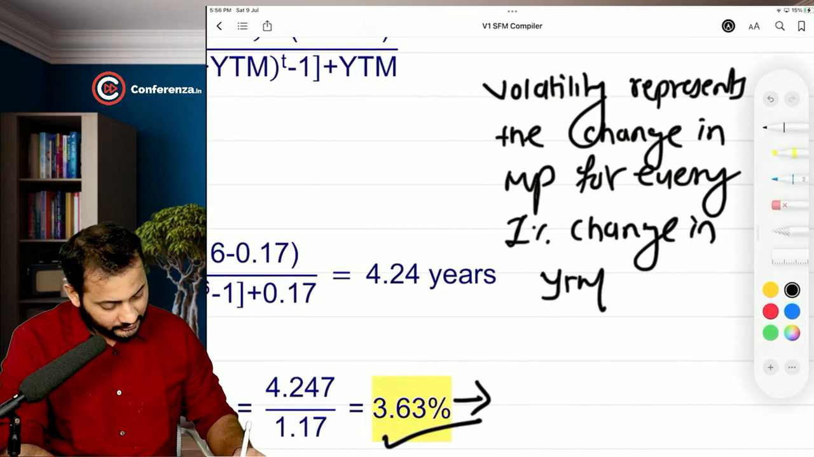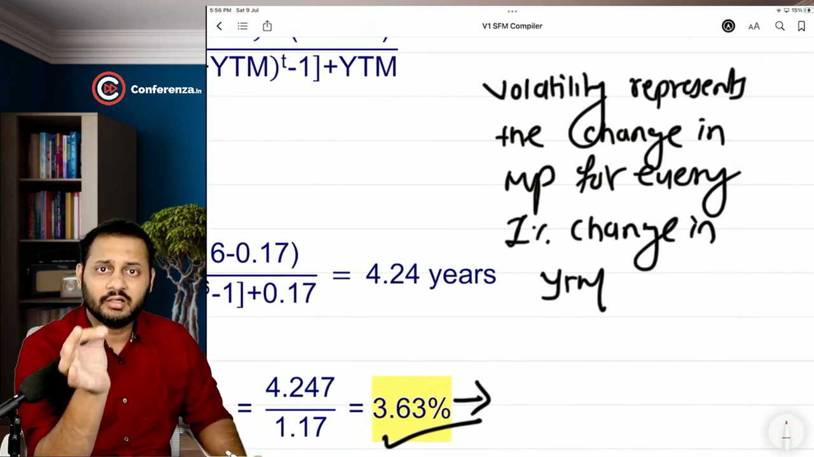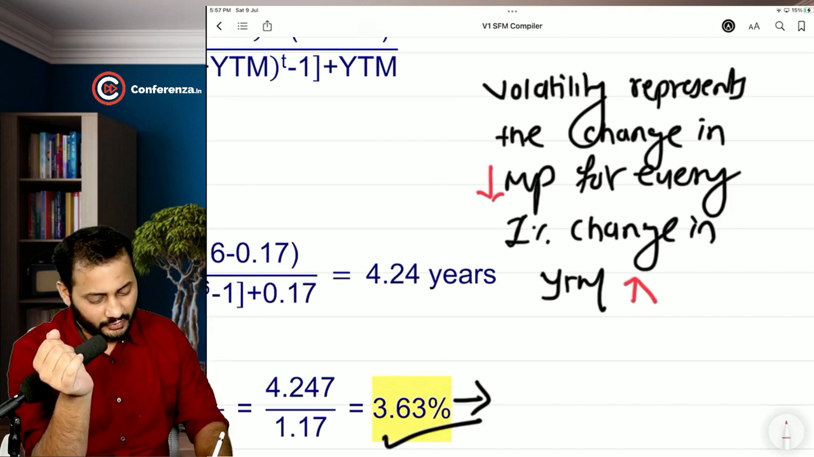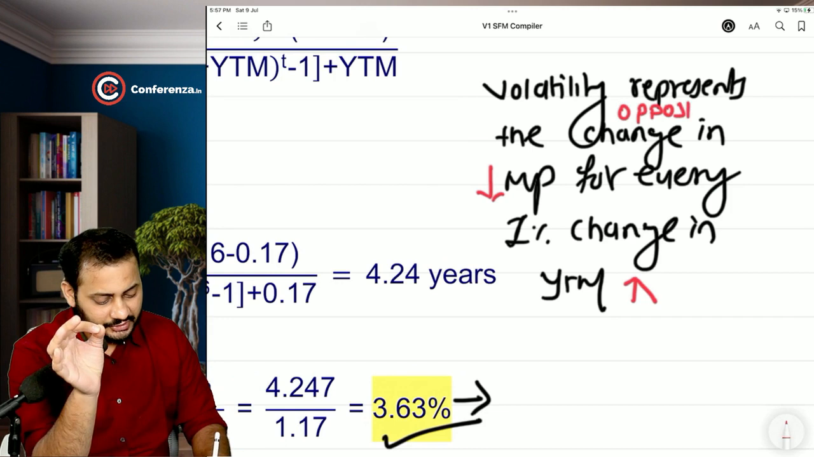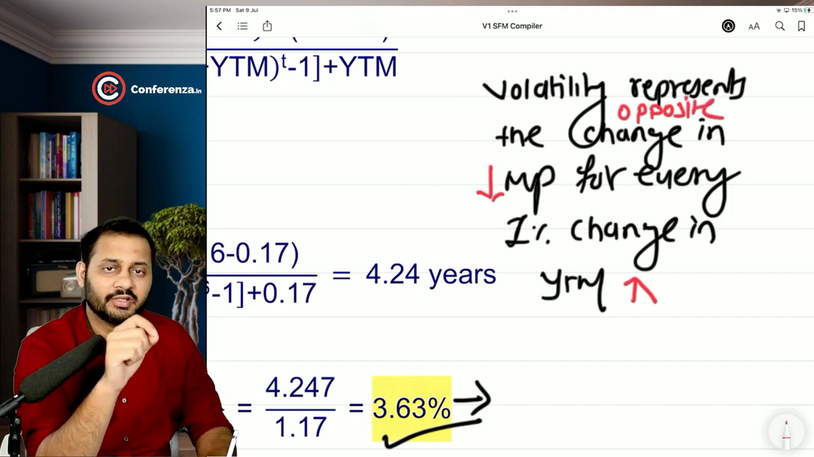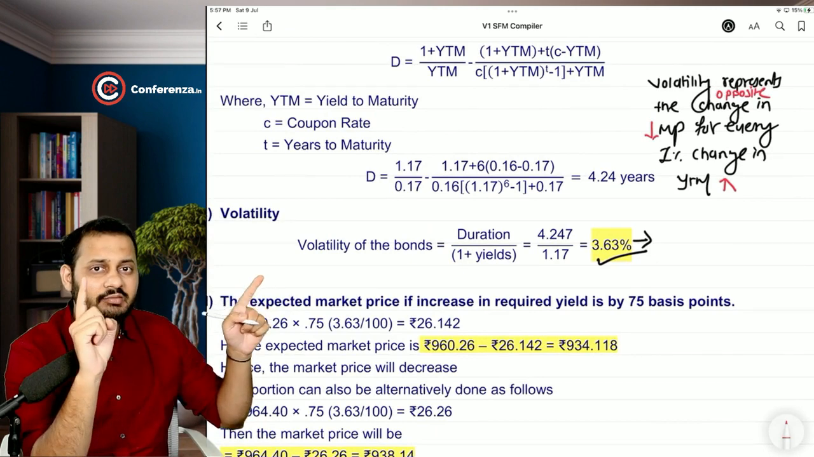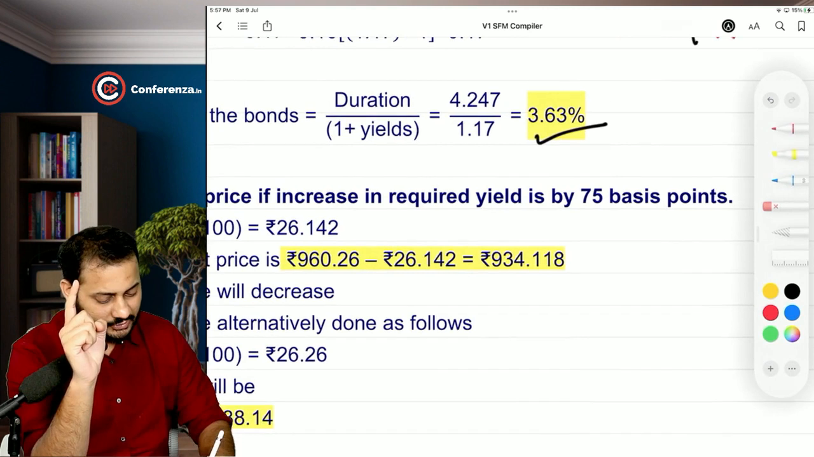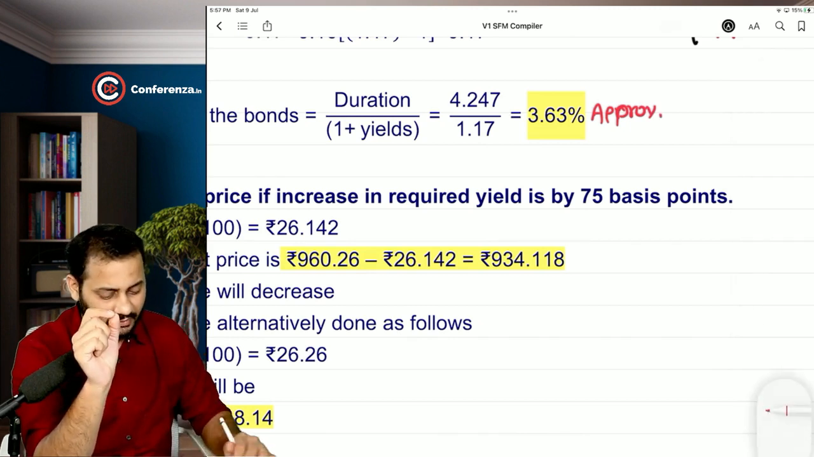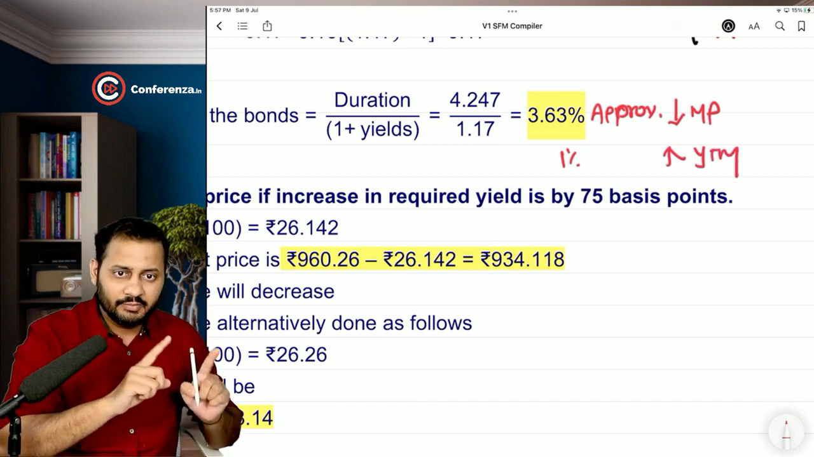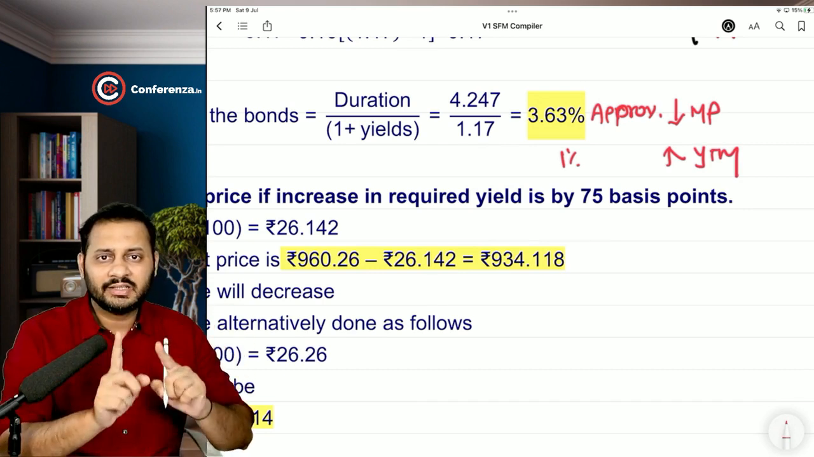Okay, but please understand, since market price and YTM are inversely related, if the YTM is increasing, the market price will decrease. So I can write down volatility represents the opposite change in market price for every 1% change in YTM. If the YTM is increasing by 1%, market price will go down by this much percent approximately. This is more important because it doesn't give you the actual figure, but it gives you the approximate figure. So 3.63% will be the fall in the market price if there is a 1% increase in the YTM.